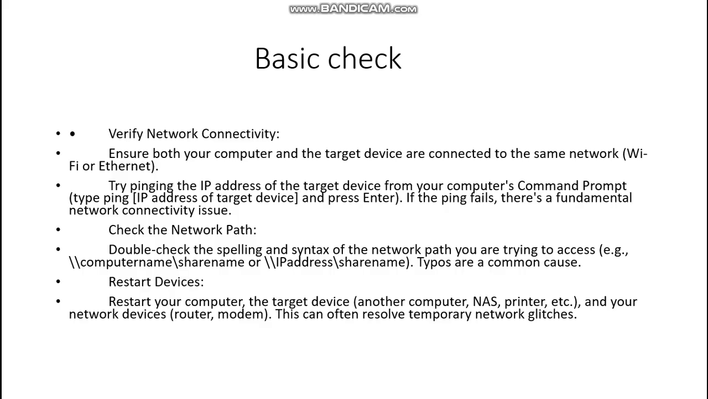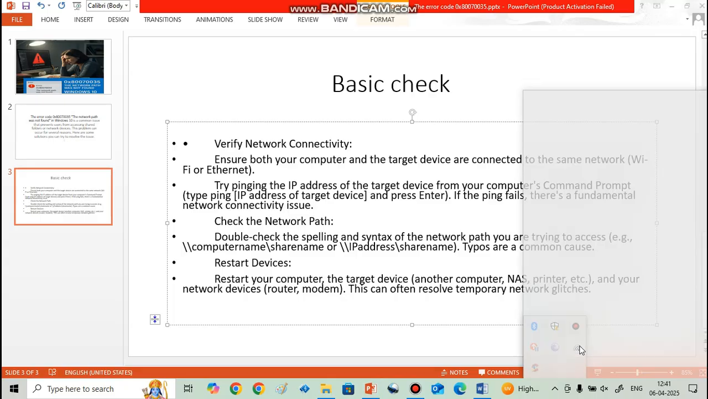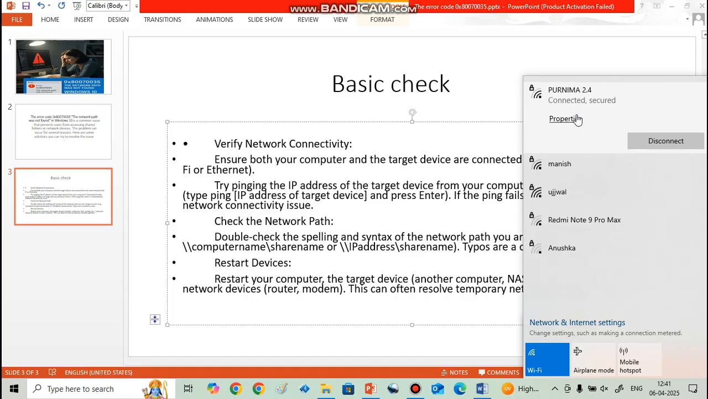Before you start to solve your problem, you must check the basic options of your network. First, verify network connectivity. Ensure both your computer and the target computer are connected to the same network, the same Wi-Fi or the same Ethernet. For example, if your system is connected to a Wi-Fi named Purnima 2.4, then the target system must be connected to the Purnima 2.4 Wi-Fi.